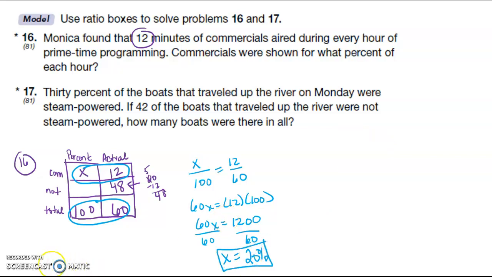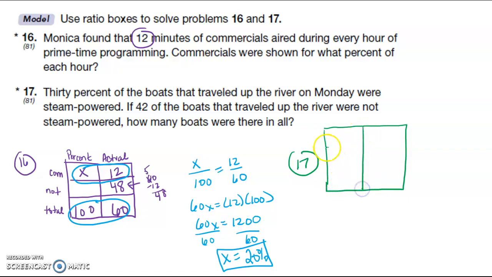Okay, pick a different color here. We'll do 17 over here. It says 30% of the boats that traveled up the river on Monday were steam powered. Okay, so let me pause and draw this. So I know that this is going to be percent. I know my total for percent is going to be 100. I have steam powered and then not steam powered.